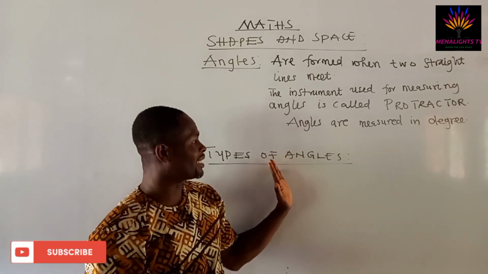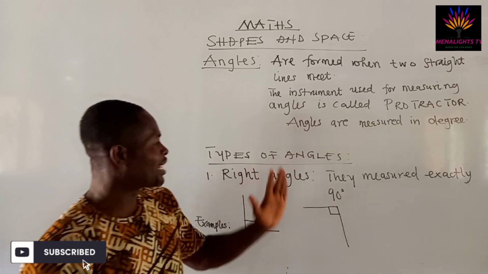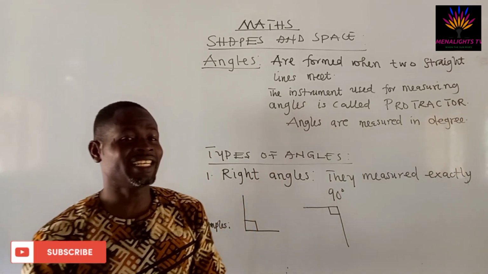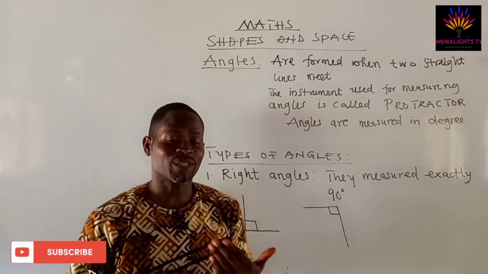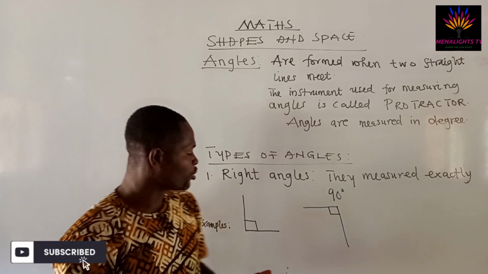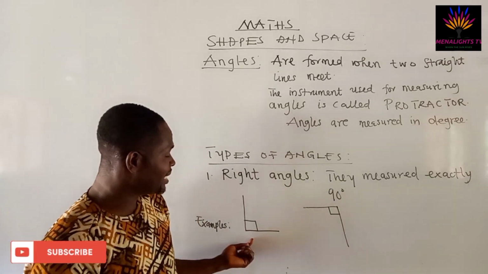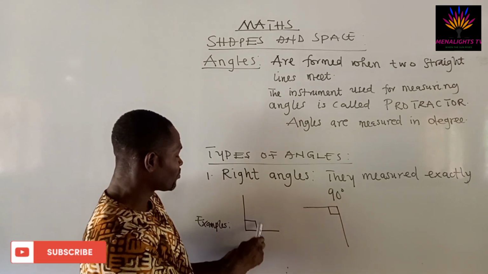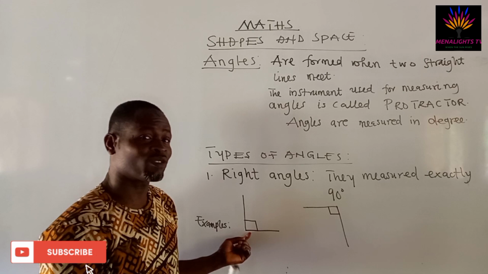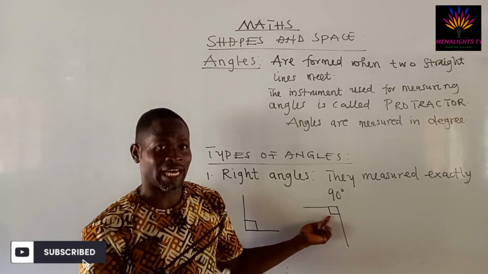So we want to look at the types of angles that we have. The first type of angle that we have is what? Right angles. Right angles measure exactly 90 degrees. Any angle that measures exactly 90 degrees, we call a right angle. These are some common examples of right angles. Whenever you see a diagram like this, with this L-shaped mark on it, it means what? It's a right angle, and it measures exactly 90 degrees. So this is an example. This is also an example.